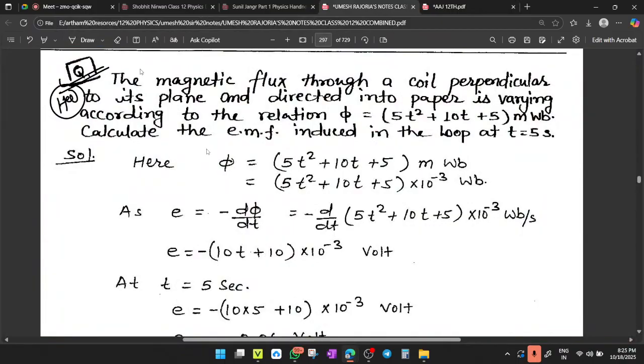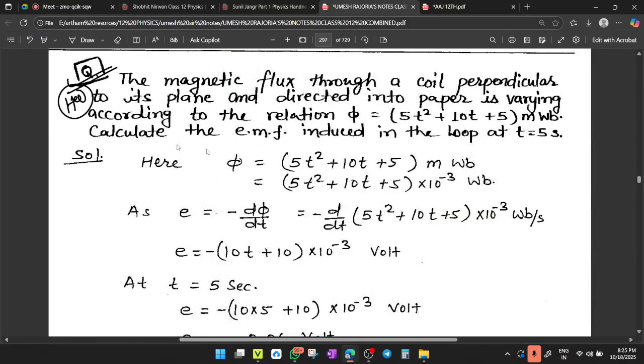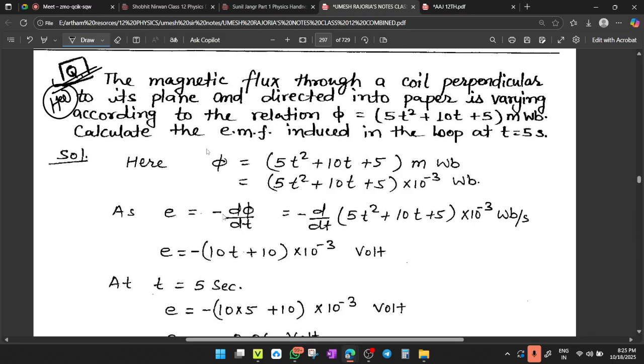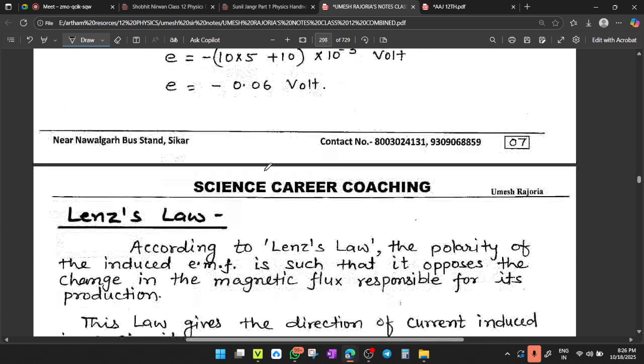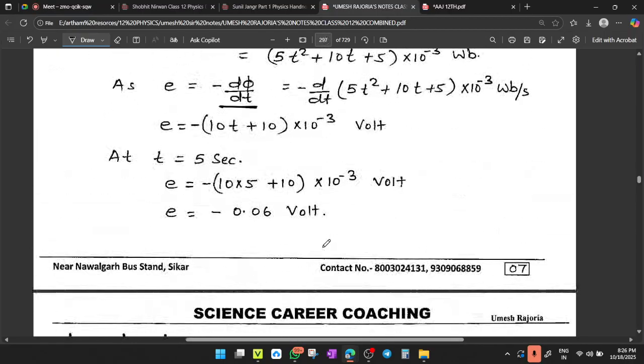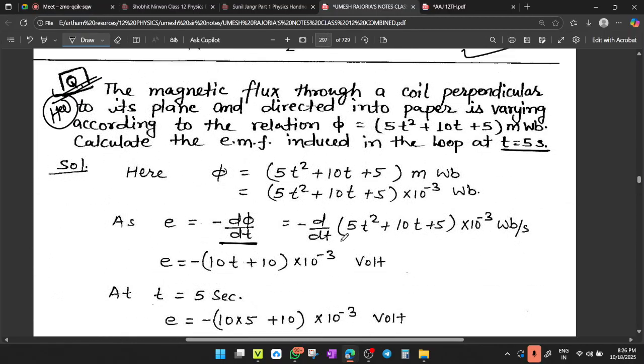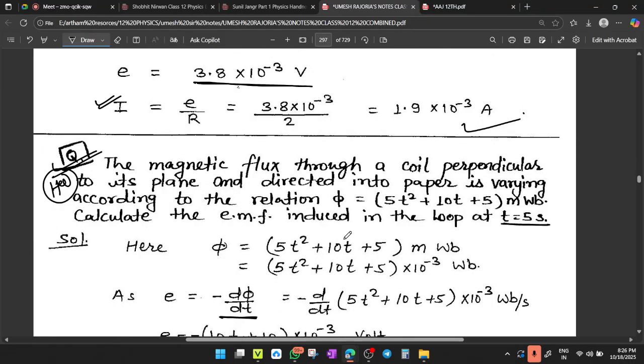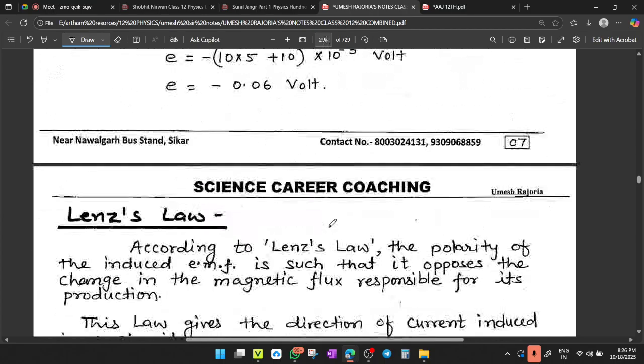Okay, the second question is also very easy. You are given the flux. Just find the derivative of this flux using the formula E is equal to minus d phi by dt. And they inquire the amount of EMF at t equals 5 seconds. So just place the value of t equals 5. Right? Okay. So now we have completed Faraday's law using a magnet and a coil combination. Now we are going to Lenz's law.